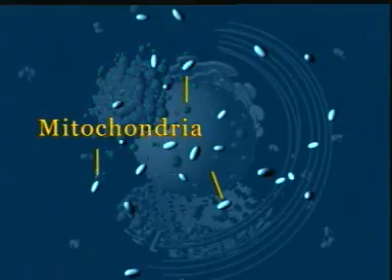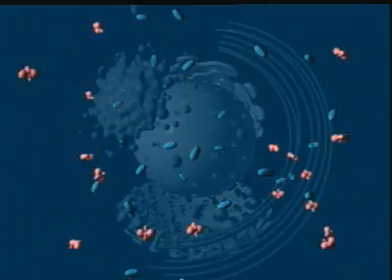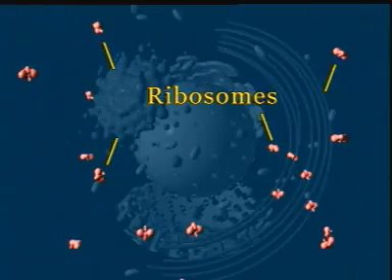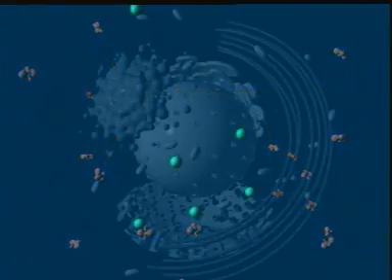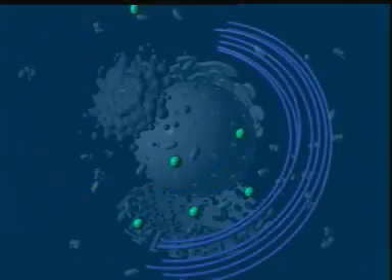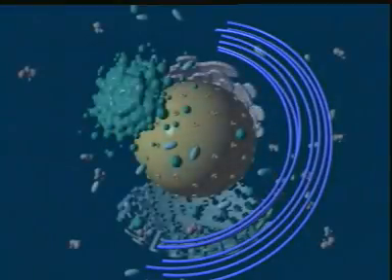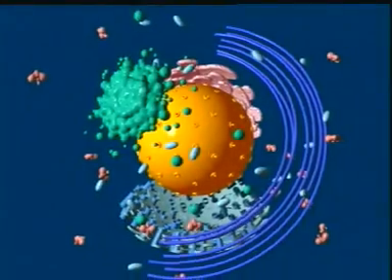The mitochondria convert glucose into an energy-carrying chemical for use all over the cell. Ribosomes make proteins. Lysosomes break down complex chemicals. The cytoskeleton helps support the cell. Now we're going to look in more detail at these different parts.